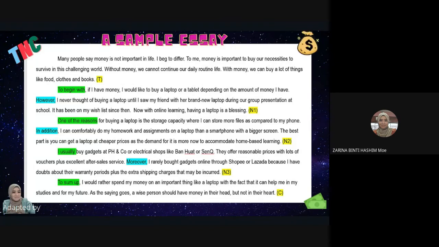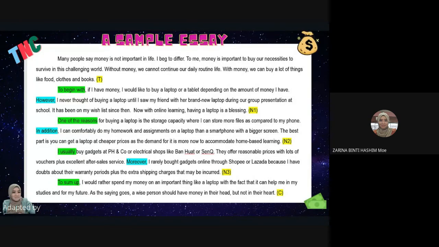So if you want to make your paragraph slightly longer, you give 3 reasons. But you cannot write one, at least two, because in "reasons" there is an S there. So one of the reasons for buying a laptop is the storage capacity. This is your first reason, because it has big space for you to store your files, compared to your phone.